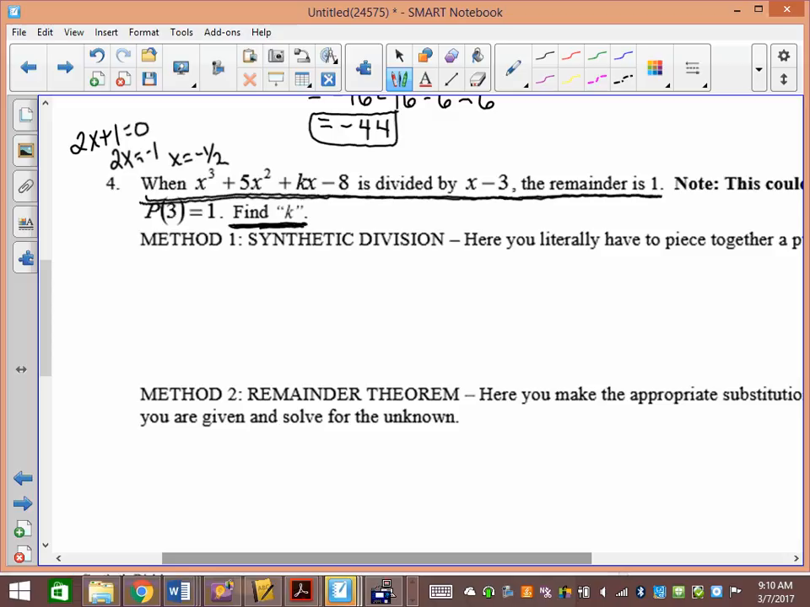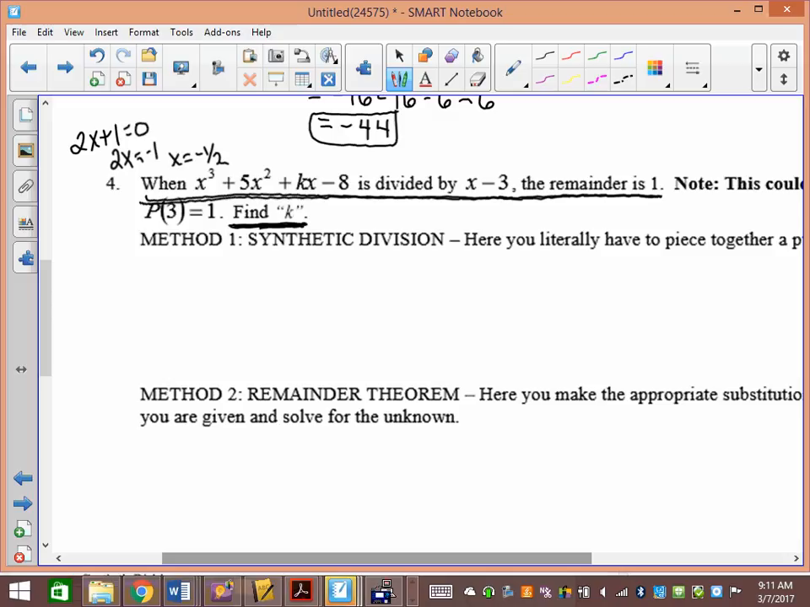So this makes it a little bit different. Up till now, I've just asked you for the remainder. This time, they'll give you a question where you're missing a variable in the polynomial, and they give you the remainder, and then you can solve for that missing k or missing m or whatever. And we're just going to use remainder theorem because it's really the only way that's easy.